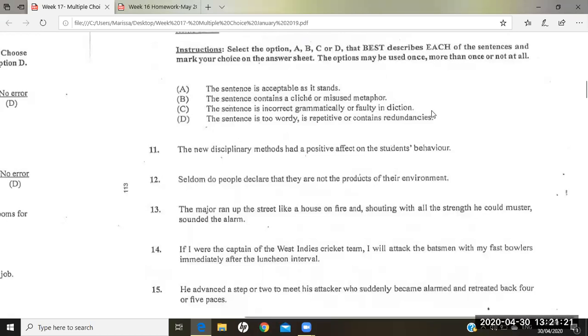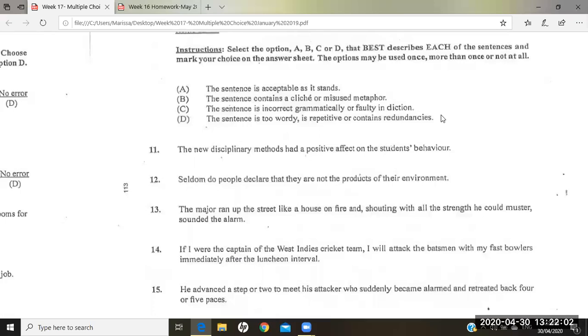So just remember, one thing to note about this section is that the letters vary. So sometimes D will be the one that says it is acceptable as it stands, and A would be repetitive or contains redundancies. So on the day that you get your exam paper, pay particular attention to what the letters represent on that day, because the letters tend to change their meaning. So yes, we are accustomed to A being the one that is repetitive, but in this paper, A represented the sentence was acceptable. So pay attention on the exam day to what each letter stands for, because it changes.